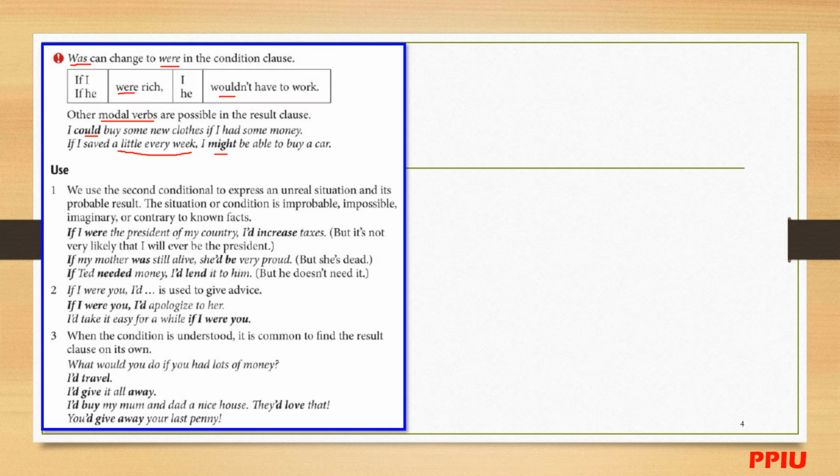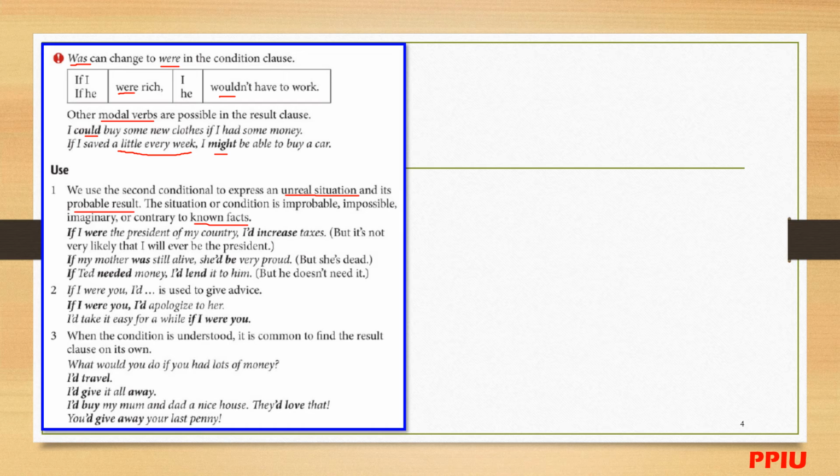Let's move to use. Okay, number one, we use the second conditional clause to express an unreal situation and its probable result. Okay, unreal and its probable result. The situation or condition is improbable or impossible or imaginary or contrary to known fact. We can say the situation or the condition is not sure, not true, or not ranking in the possibility, or it's just only the imagination or imaginary that is opposite to the fact.